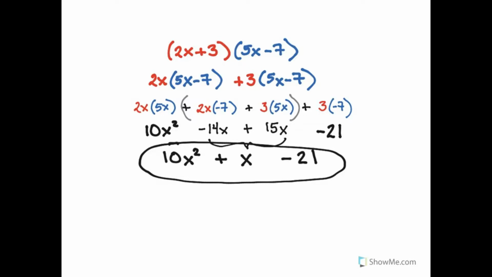The middle term includes factors from each term of both binomials. So to undo it and find that middle term is a little complicated. But if you look up here at this level, it might remind you of factoring by grouping. And that's how we're going to undo 10x squared plus x minus 21.